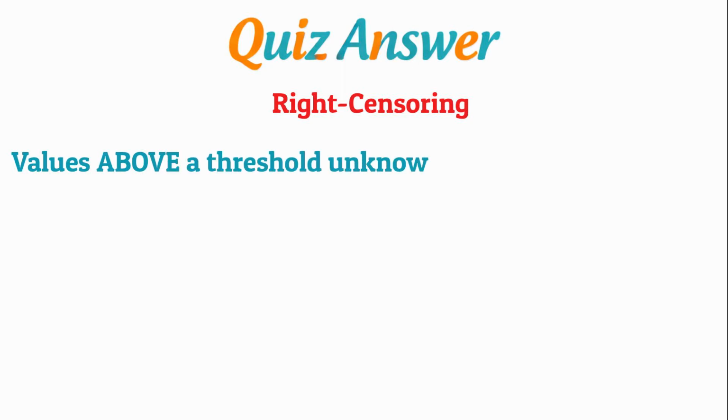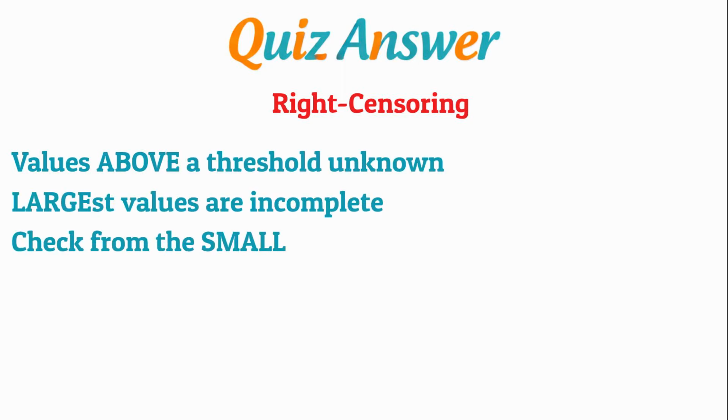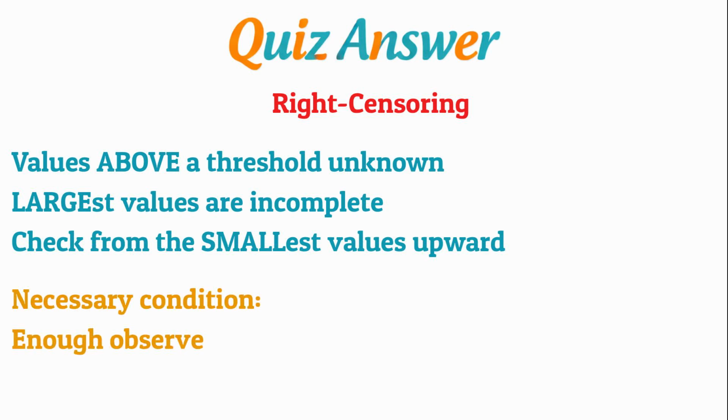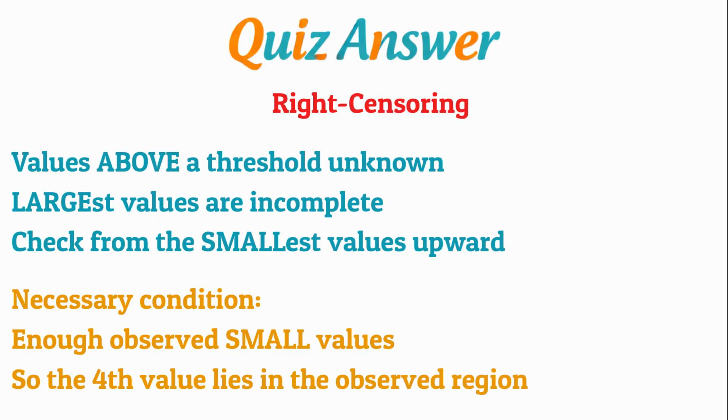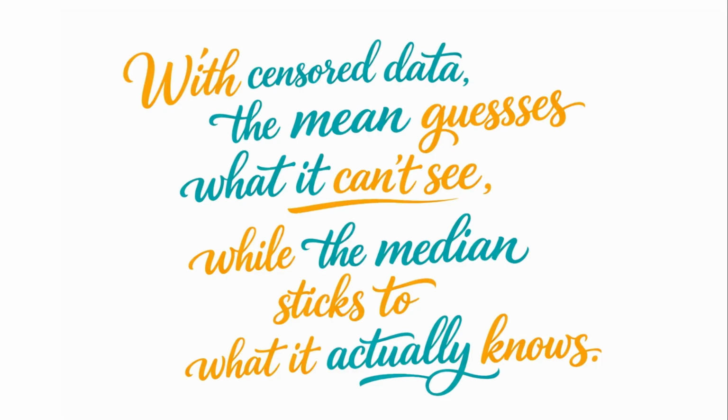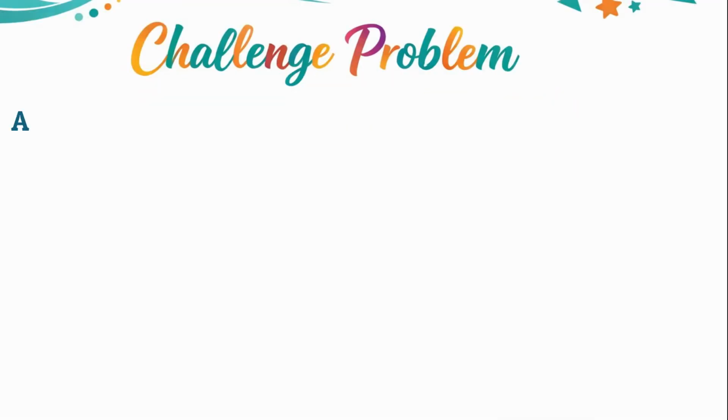In right censoring, values above a certain threshold are unknown, so the largest observations are incomplete. Because of that, you evaluate the data starting from the smallest values and work upward. The requirement is that there must be enough fully observed small values so that the 4th value, which is the median in a sample of 7, falls within the observed region. With censored data, the mean guesses what it can't see, while the median sticks to what it actually knows.